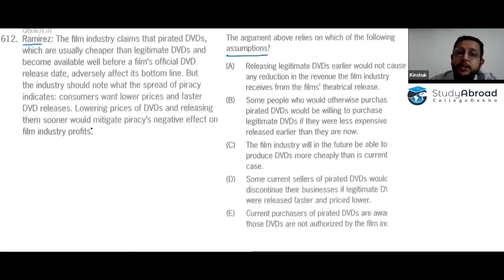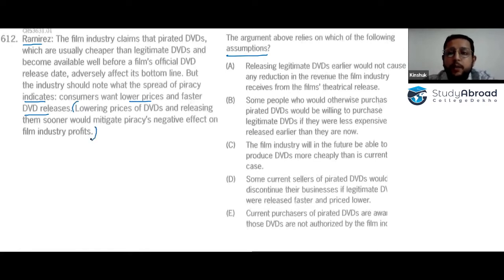Then it says, but the industry should note what the spread of piracy indicates. So according to the author, piracy is indicating something. What is that? Consumers want low prices and faster DVD releases. So the author says, okay, the industry is saying that due to piracy they are being adversely affected, but the industry should note that these are indications that people want lower prices and earlier DVD releases. Further, he says lowering prices of DVDs and releasing them sooner would mitigate piracy's negative effect on the film industry's profits. Right. So this is his final point.